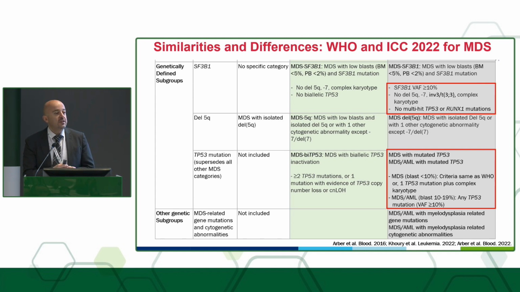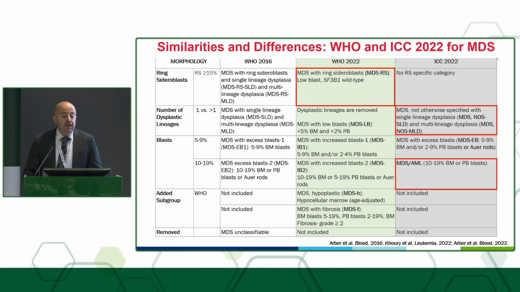There are subtle differences between the two groups. For example, the SF3B1 MDS in the ICC requires a variant allele frequency of more than 10% and absence of RUNX1 or TP53. The WHO does not require that. The TP53 mutation group is also a little bit more detailed in the ICC. So we have what we call the biallelic P53 abnormality if we have two mutations, a variant allele frequency of more than 50%. But the ICC also recognizes a monoallelic P53 if the blasts are more than 10%.